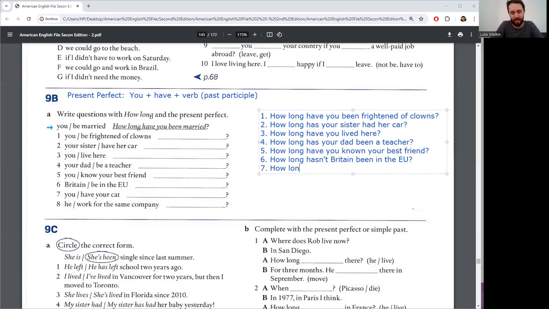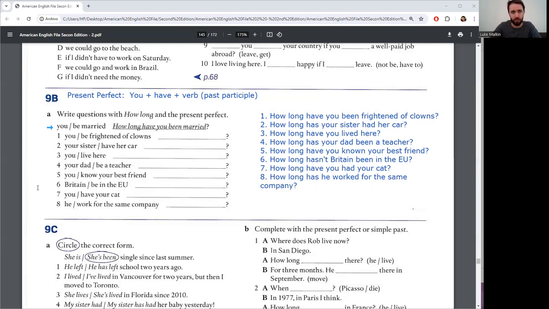Number seven, how long have you had your cat? Again, very possible, two halves in one sentence. The first half is the indication of present perfect. The second half is the main verb in the sentence. And finally, how long has he worked at the same company? Again, has because the subject is he.